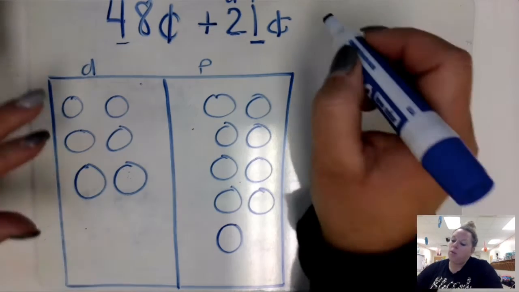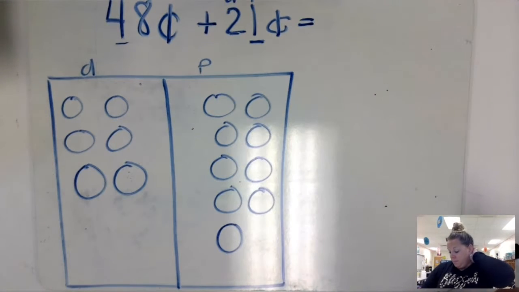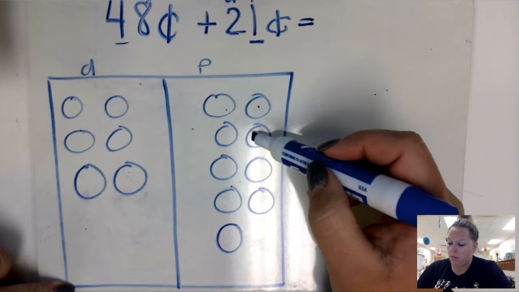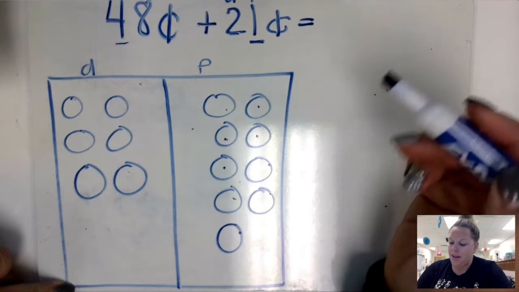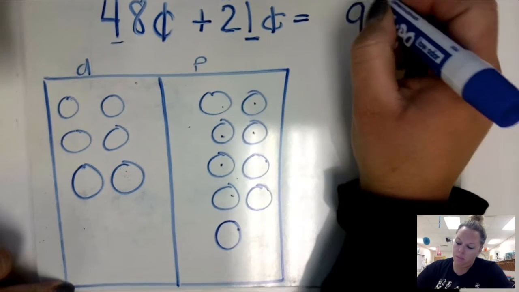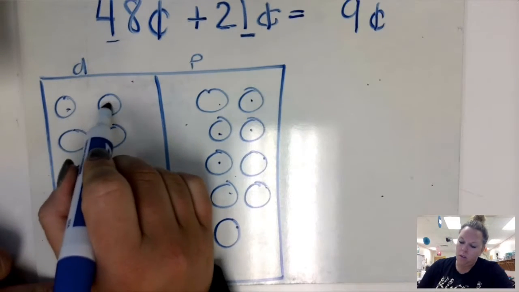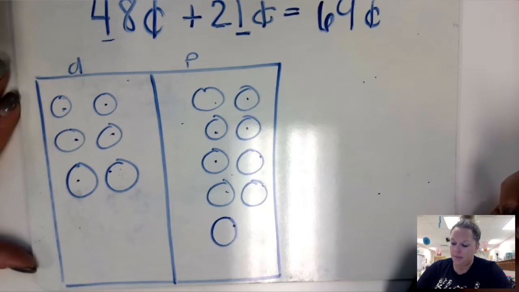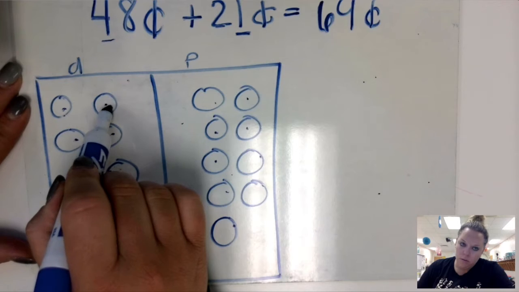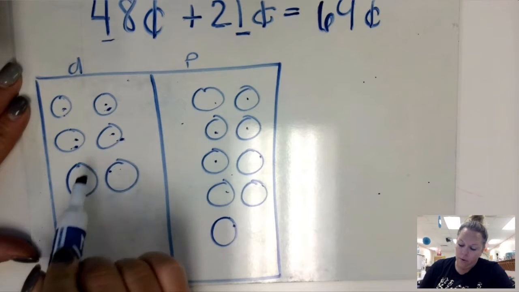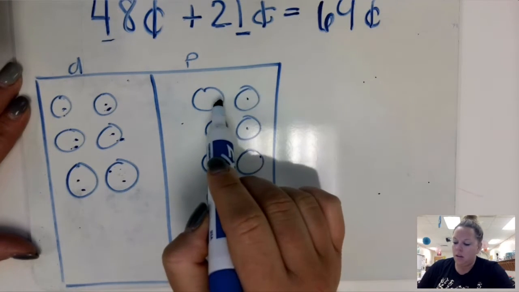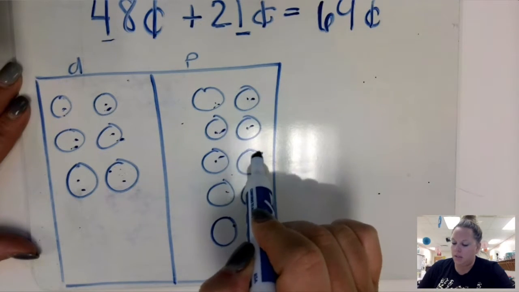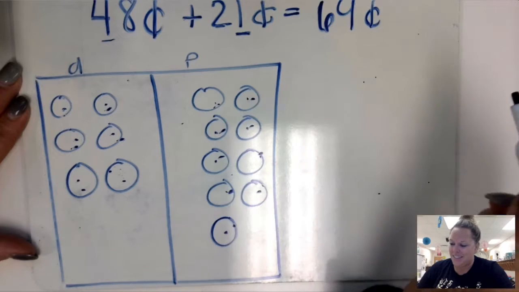And now we need to know how much money that is altogether. Well, we can count how many pennies we have. 1, 2, 3, 4, 5, 6, 7, 8, 9. 9 pennies. That'll go in the penny spot. 1, 2, 3, 4, 5, 6 dimes. 69 cents. 10, 20, 30, 40, 50, 60, 61, 62, 63, 64, 65, 66, 67, 68, 69.